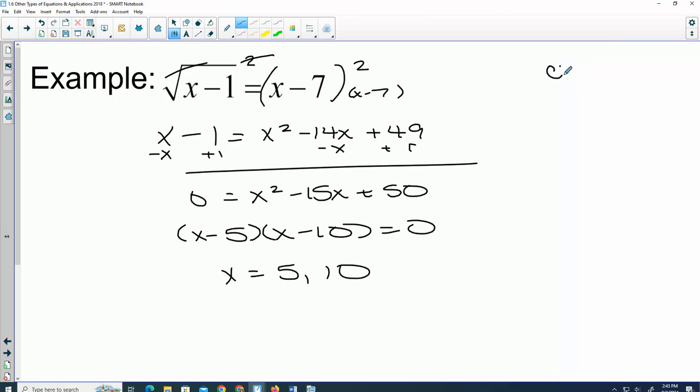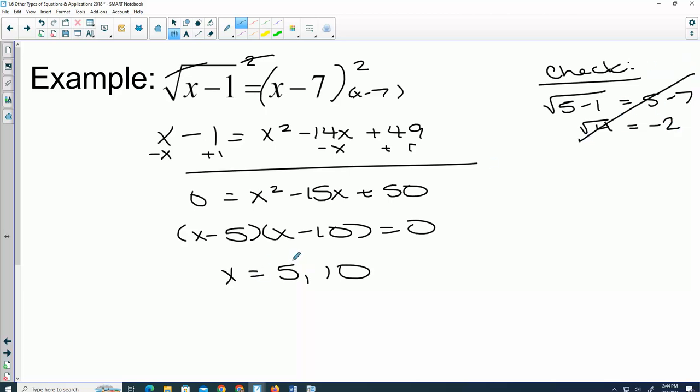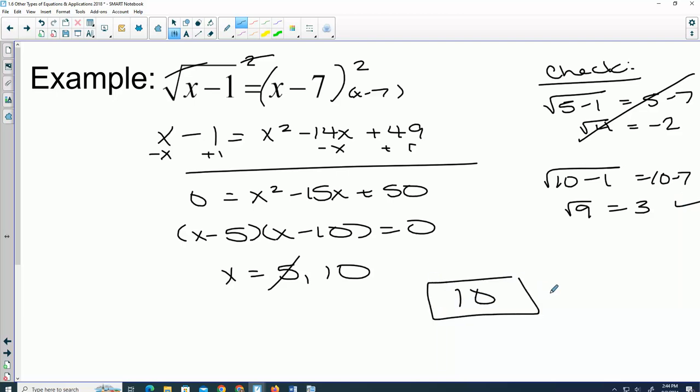So now, when we check those, we are putting it back into the original. So if I put in a 5. 5 minus 1 is 4. Square root of 4 is, the square root would be a 2. Does the square root of 4 equal negative 2? No. So that one doesn't work, which means 5 doesn't work. If I put in a 10. I get the square root of 9 equals 3. Does that work? Yes. So 10 is the only answer that works here.